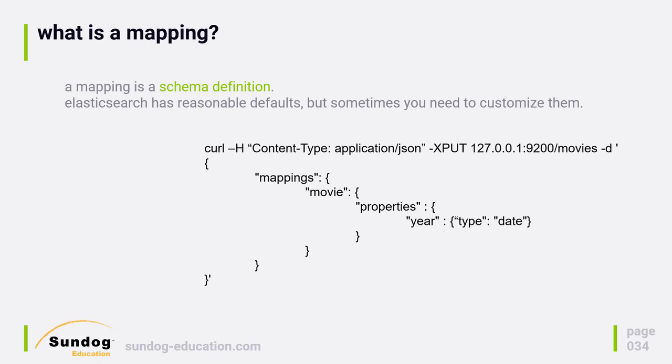So that JSON body contains a mapping section, which specifies for the movie data type the properties of the following fields. Specifically that the year should be of type date. So that year type date is what's telling Elasticsearch that I want you to explicitly interpret the year field when it comes in as a date type and not just a string full of numbers and dashes. Mappings can do a lot more than that, though.